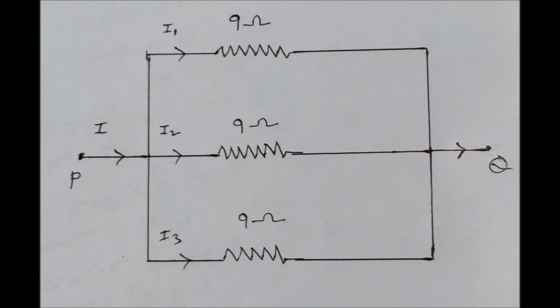So there is a simple formula in parallel connection. That means R by N. R is equal to 9 and N means number of resistors. Here given 3 resistors. So that means 9 by 3, we get 3 ohms. 3 ohms is the right answer. Next question.